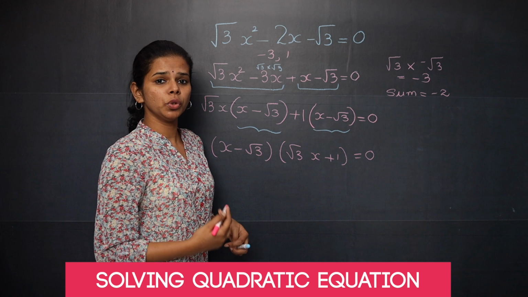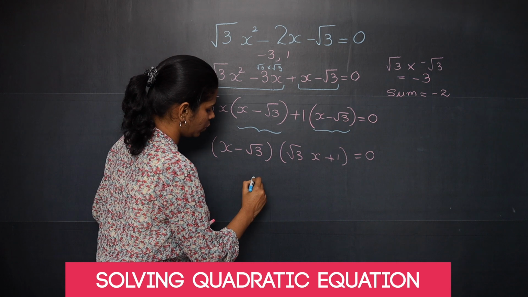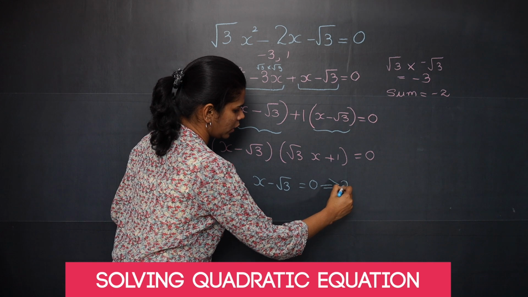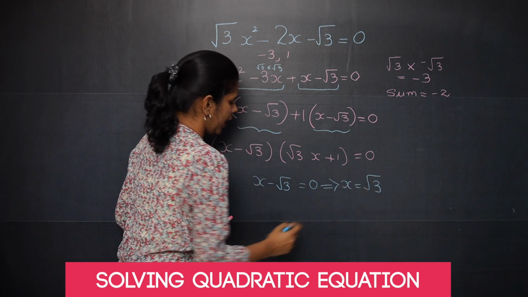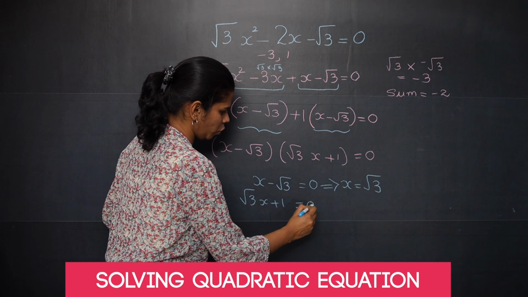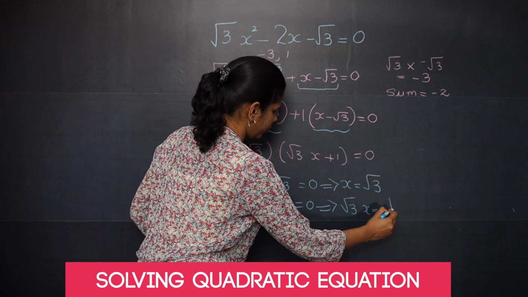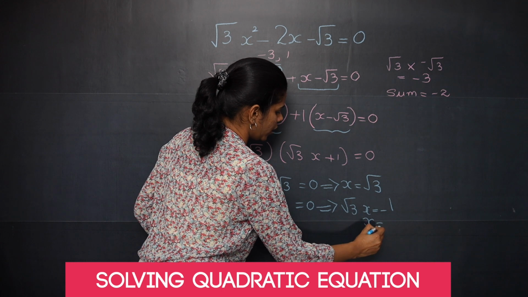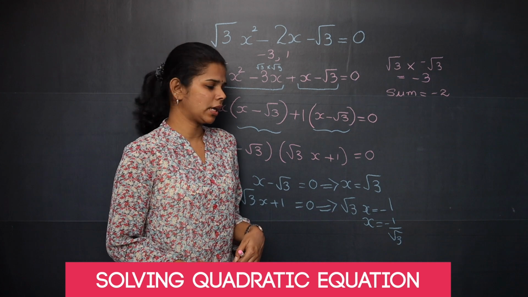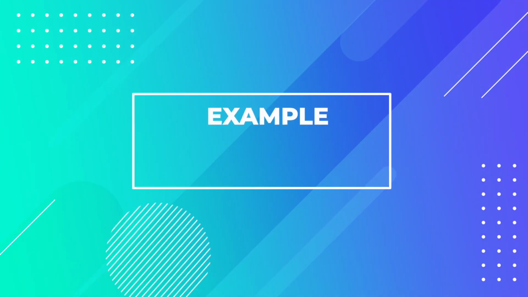To get the roots or solutions or the value of x, you will equate x minus root 3 equal to 0 first. So you will get x equal to root 3, and then root 3x plus 1 equal to 0. Here you will get root 3x is equal to negative 1. So x is equal to negative 1 by root 3. So the solutions or the roots are root 3 and negative 1 by root 3. Let us move on to the next example.